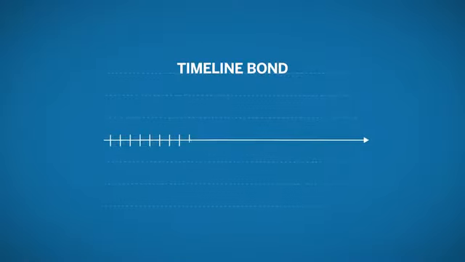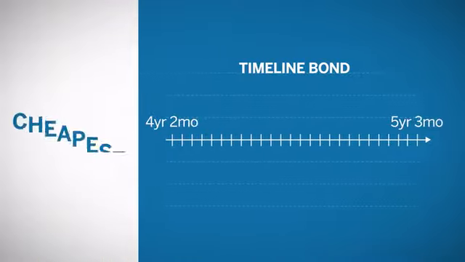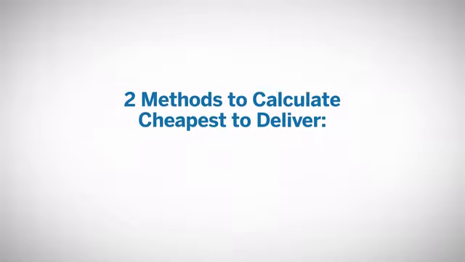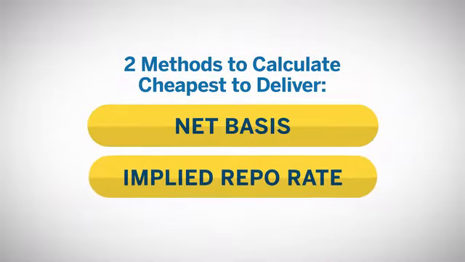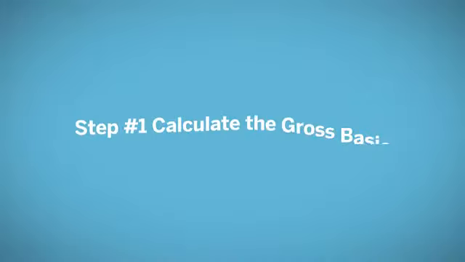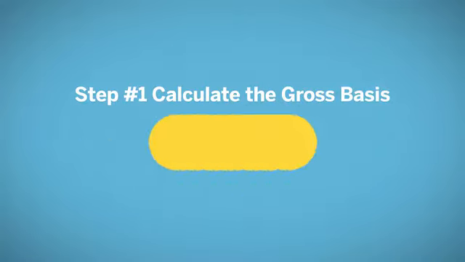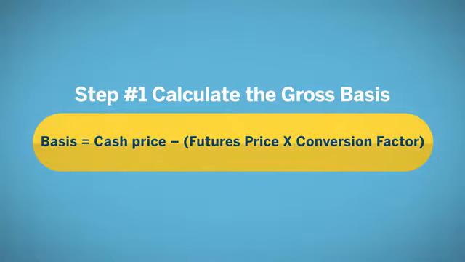It will be in a trader's best interest to know which bonds are the cheapest to deliver. There are two main ways to calculate which security is the cheapest to deliver. Traders can calculate this using net basis or implied repo rate methods. To calculate the gross basis, start by calculating the basis of each bond in the issue. Basis is the cash price less the futures price times the conversion factor.